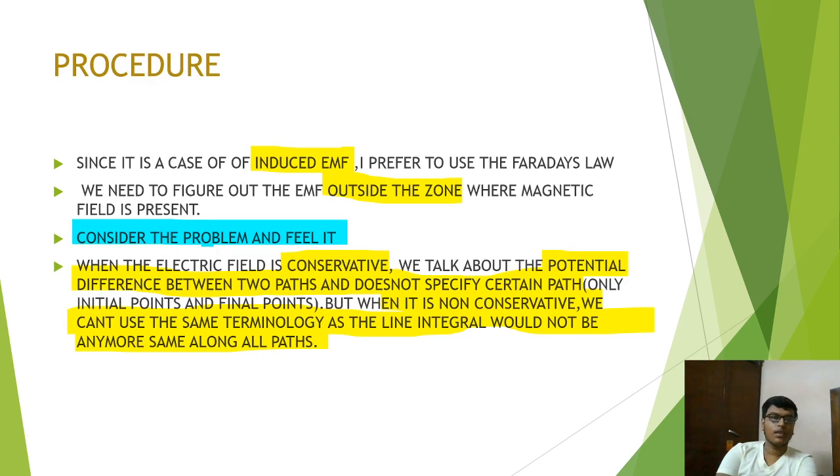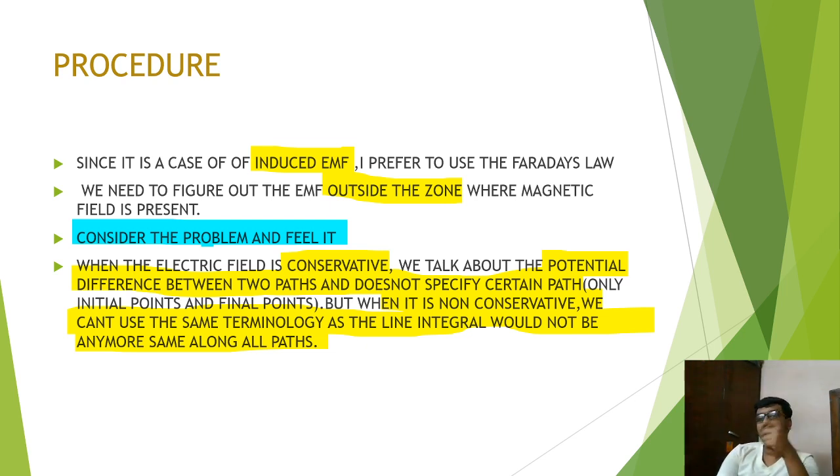let's begin. Now the procedure, since it's a case of induced EMF, I hope you can understand we will use Faraday's law. When the electric field is conservative, we think of potential differences as the line integral of E dot dl. But that terminology we cannot use over here, we will use the electromotive force terminology. Because the line integral will not be the same along all paths, which it was in the case of a conservative electric field, because the induced electric field is non-conservative and a vortex electric field.